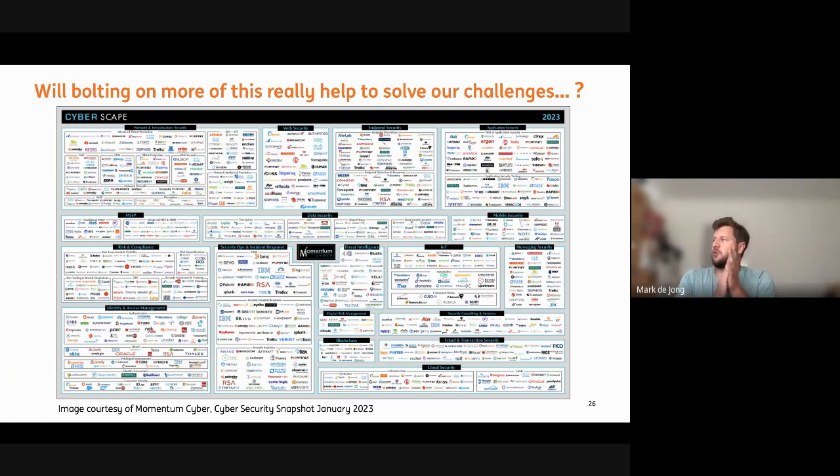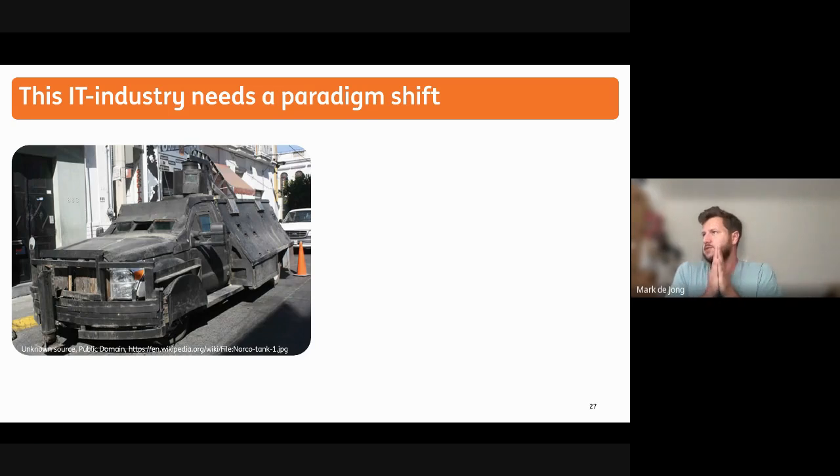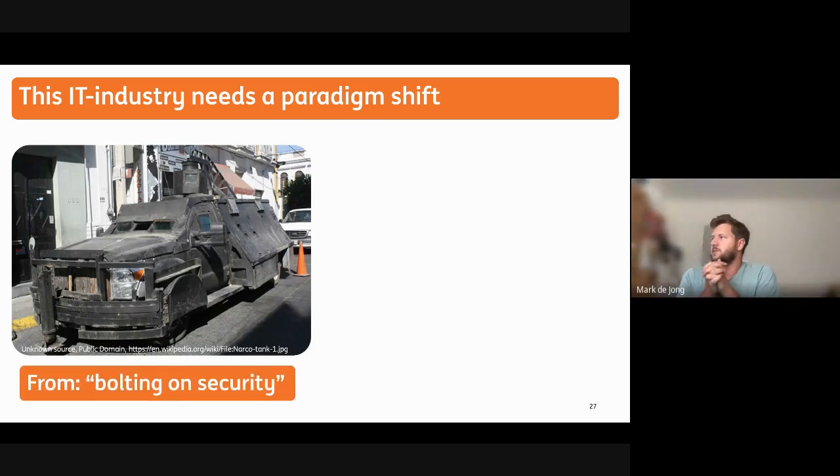Will bolting on more of this help? I don't think so. We keep adding more and more into the ecosystem, but if you use every piece of tooling in there, you're getting way too much cognitive load on your environment. So we need a paradigm shift, and we need to get away from bolting on security, which is what sometimes happens.